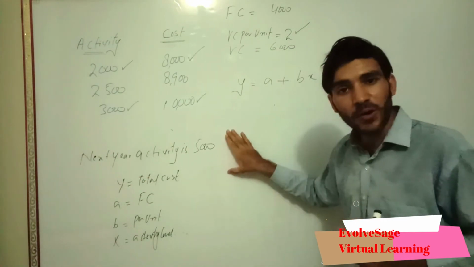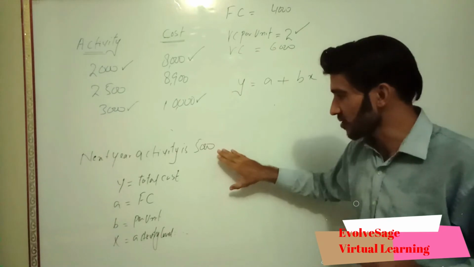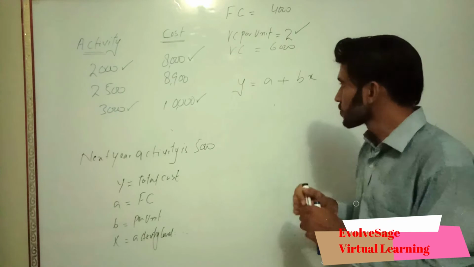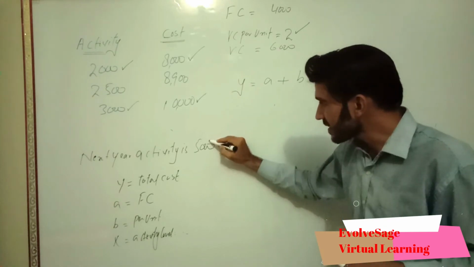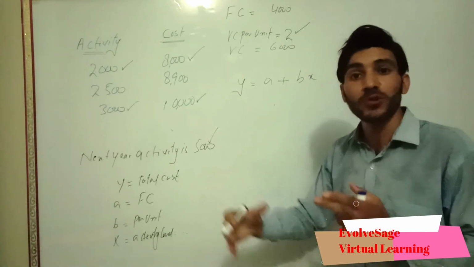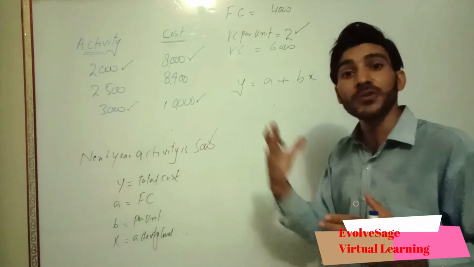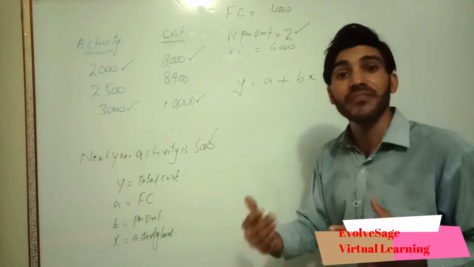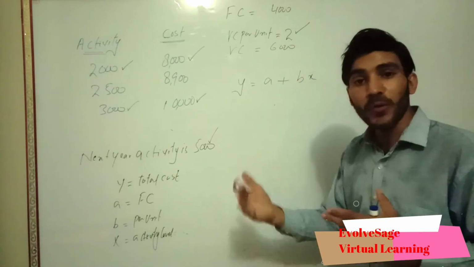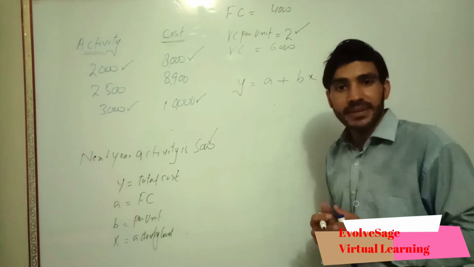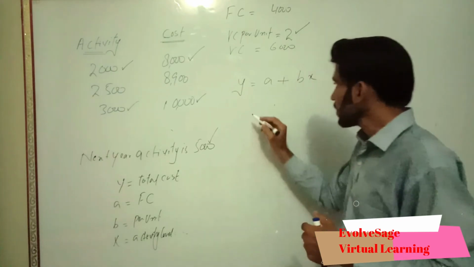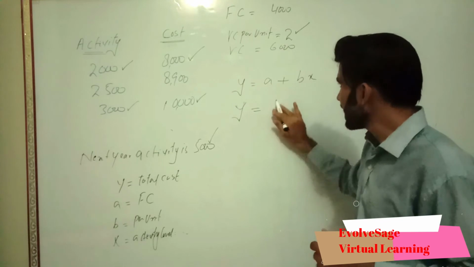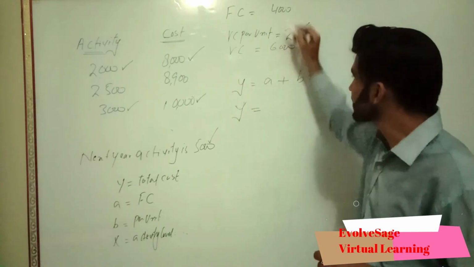So now we will calculate our total cost. As we know that y represents total cost, at this activity level we want to know our total cost. We do not know our total cost and we do not know our variable and fixed cost. So how can we calculate it? Let's do it. y equal to a, which is your fixed cost, and it is 4,000.